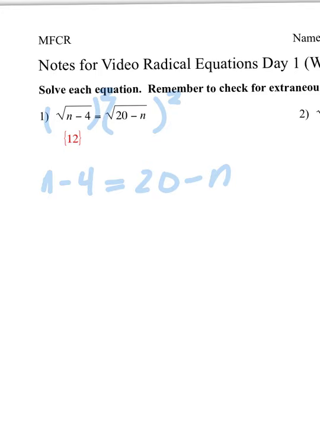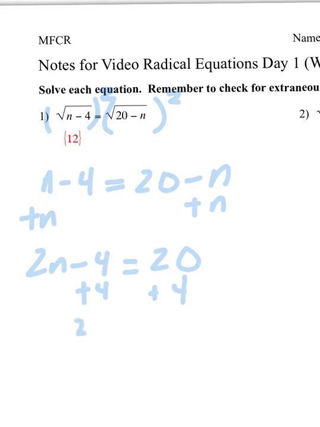So at this point we're just solving for n. It's just a basic equation. So I'm going to add n to both sides. That's going to give me 2n minus 4 equals 20. And I'm going to keep solving for n. So I'm going to add 4 over, add 4 over. I'm going to get 2n equals 24. Divide by 2, and n equals 12.